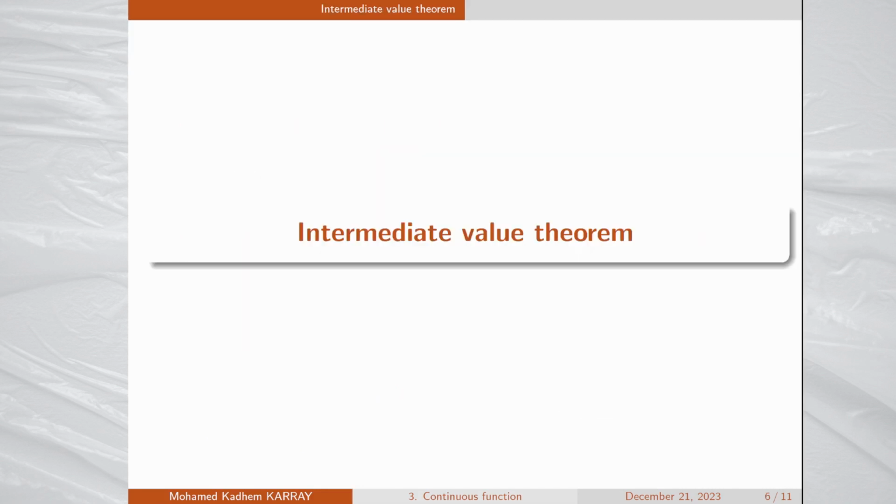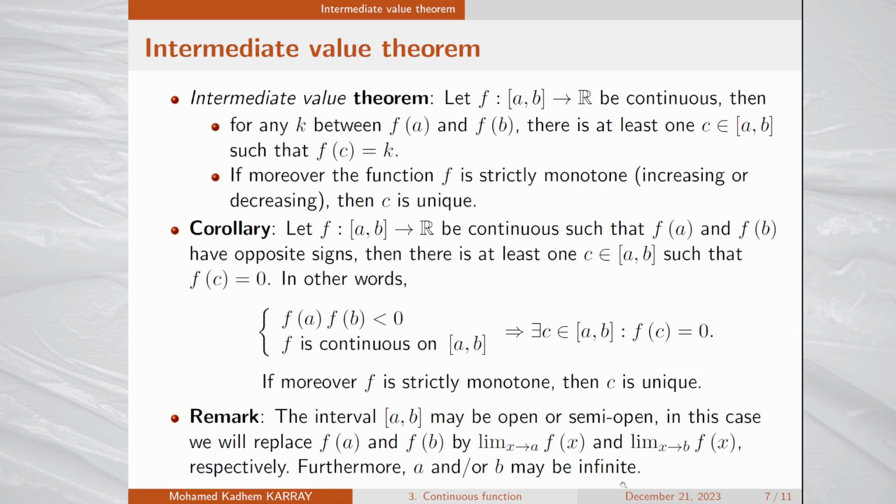We state now the intermediate value theorem, which permits us to show that an equation admits a solution without solving explicitly this equation. Here is the statement of this very useful theorem. Let f be a function from an interval [a, b] to the set of real numbers, assumed continuous. Then for any value k between f of a and f of b, there exists at least one c in the interval [a, b] such that f of c equals k.